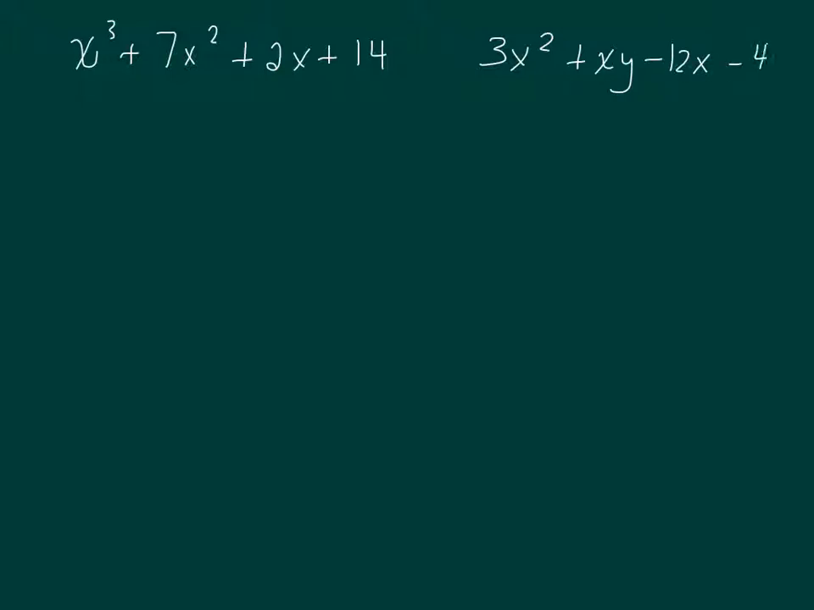All right, now let me let you try some then. So I'll put some on here, and then you can try those. First of all, let's look at x cubed plus 7x squared plus 2x plus 14. Let's look at 3x squared plus xy minus 12x minus 4y.